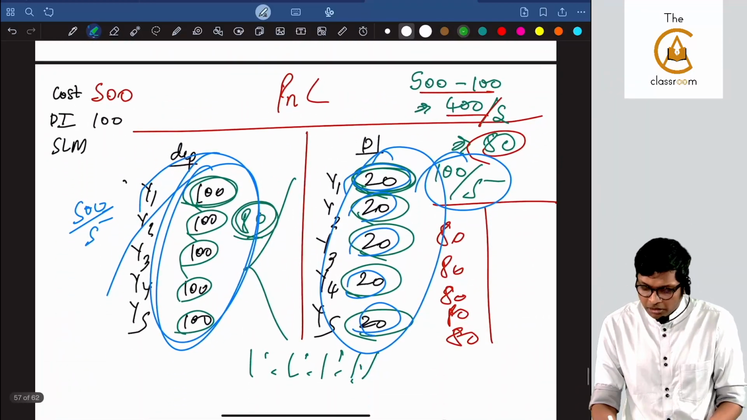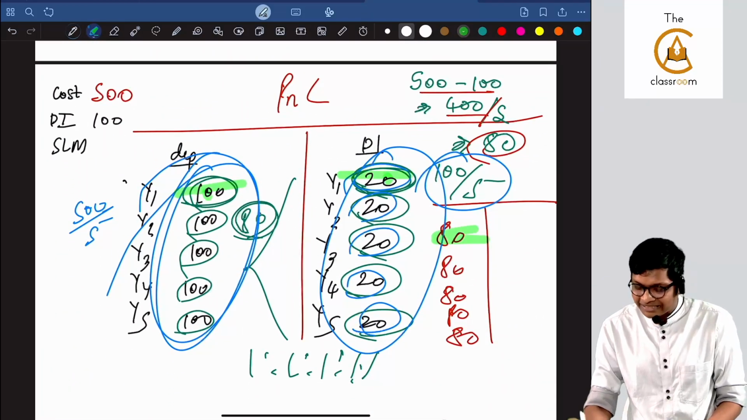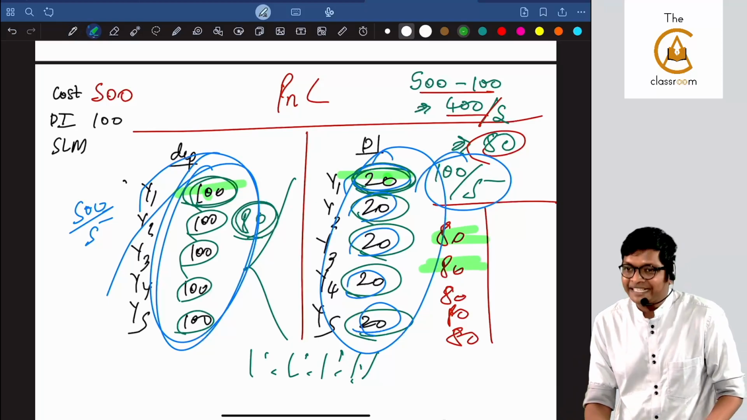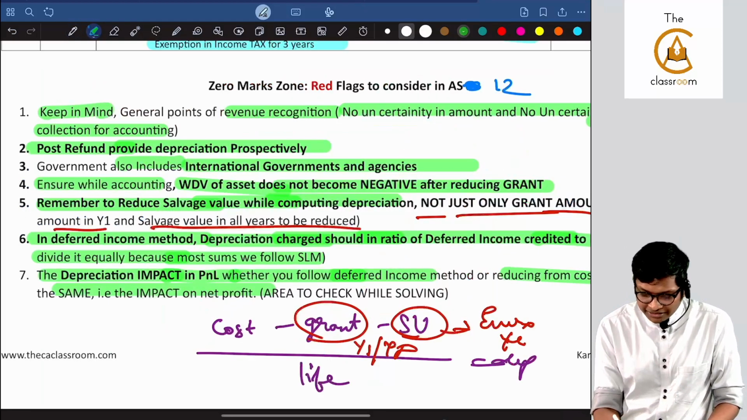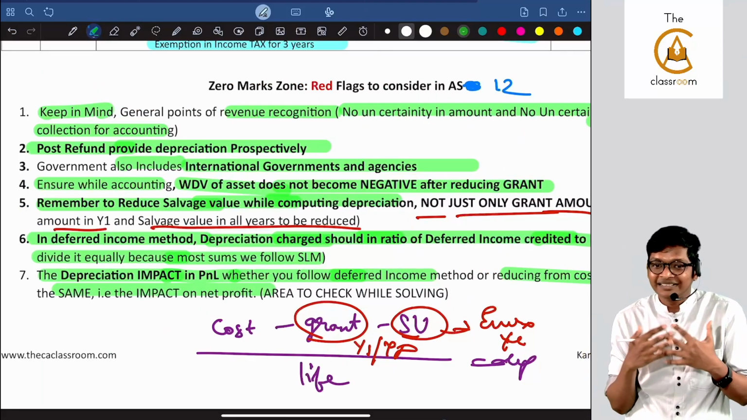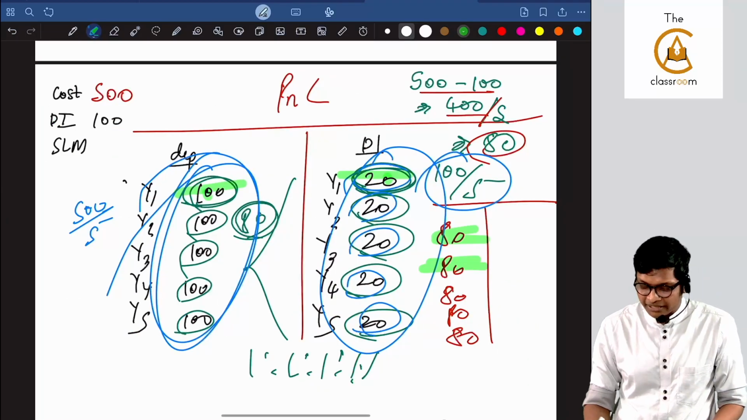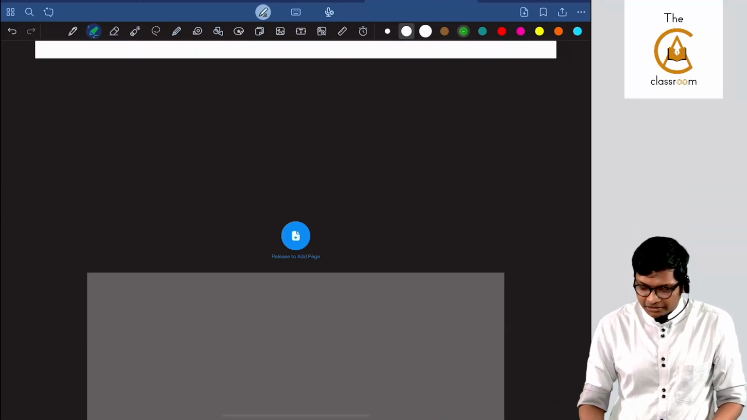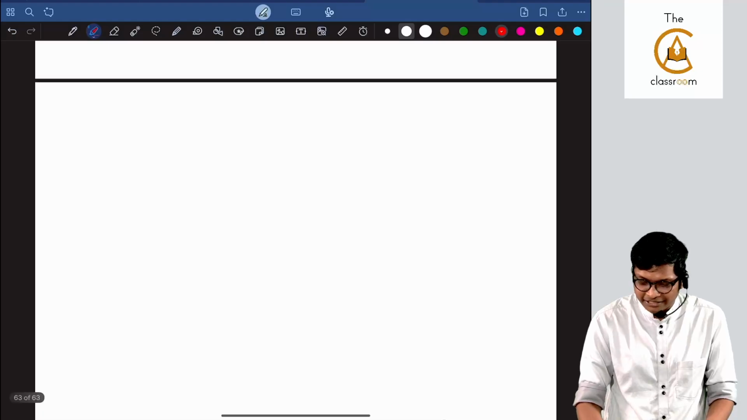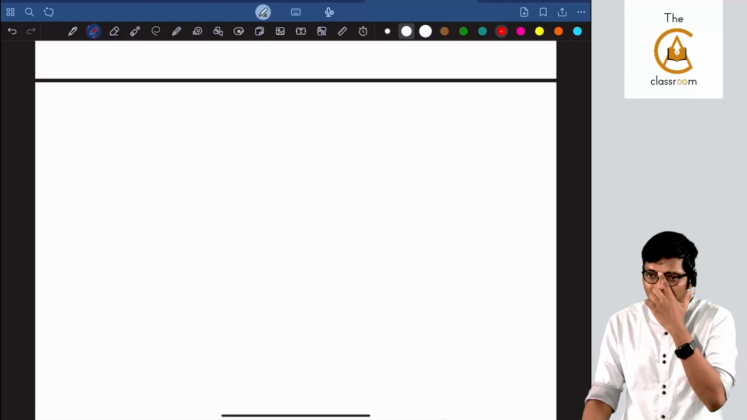Here we saw 120, net is 80, or you do it separately and you will also get 80. So remember to cross check that, guys. The net impact is going to be the same. Are you following, guys? Okay. So with this we are almost done with AS12. Just that one RCB sum which we will do in the next class.